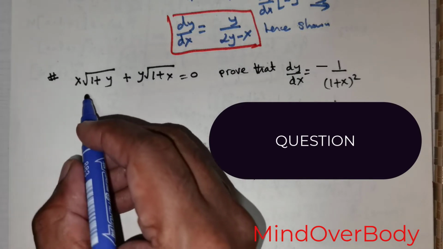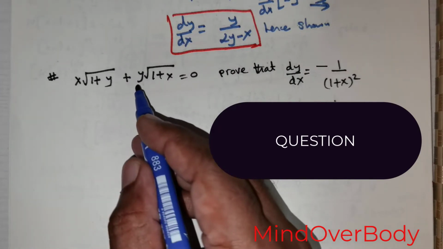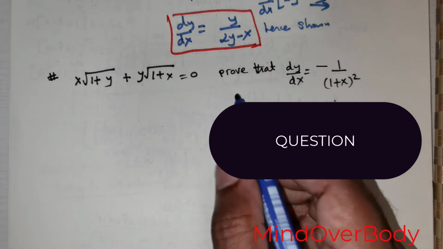Students, we are given this question: x times square root of 1 positive y times square root of 1 positive x is equal to 0.